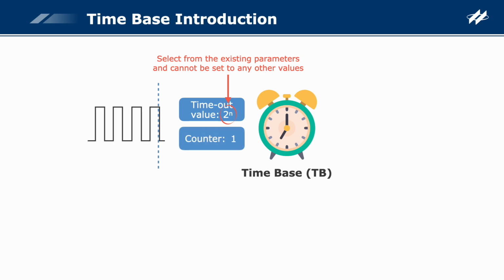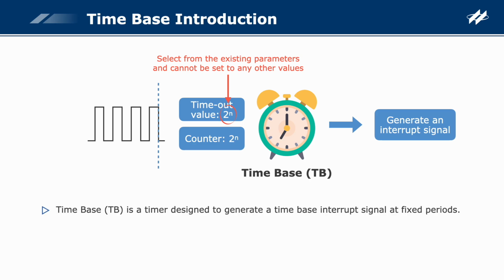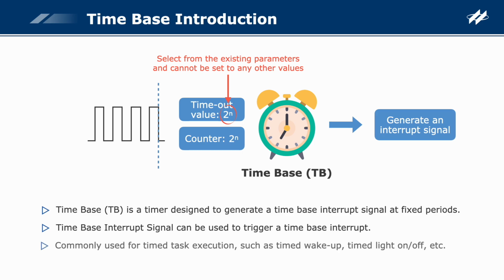After each clock pulse passes, the counter will be incremented by 1. When the counter reaches the timeout value, it will overflow and generate an interrupt signal. In general, the time base is a timer designed to generate a time base interrupt signal at fixed periods. The time base interrupt signal can be used to trigger a time base interrupt. The time base is commonly used for timed task execution, such as timed wake up, timed light on, off, and so on.